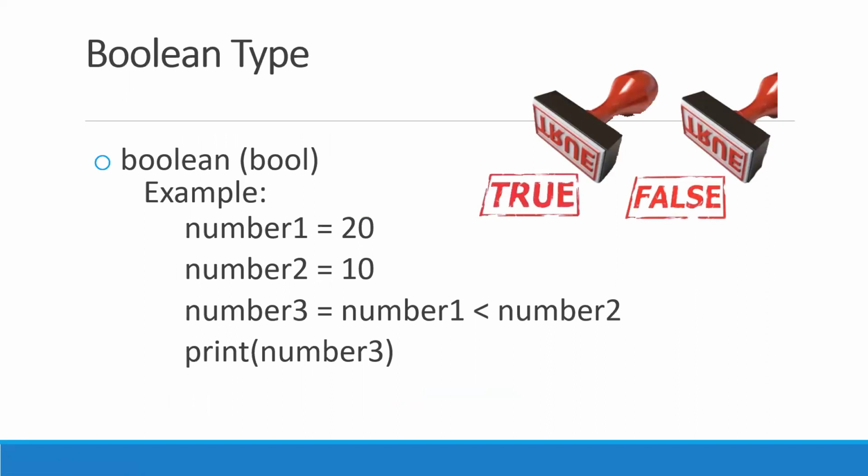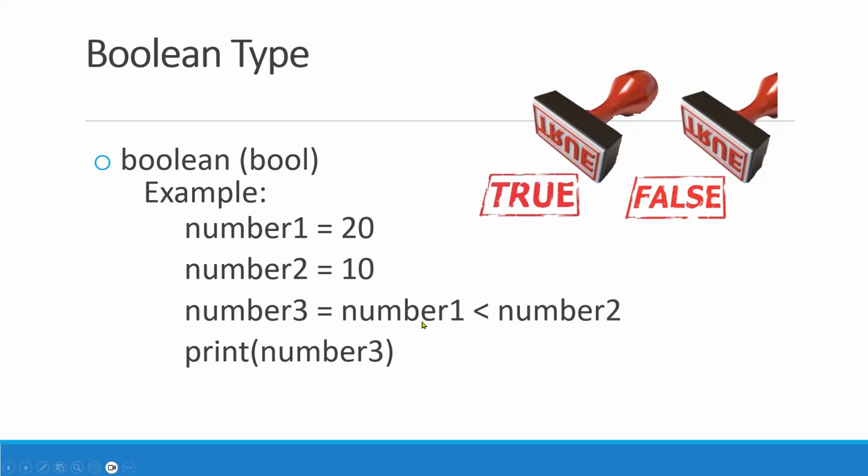Let's talk about Boolean type. Boolean, B-O-O-L. Example here, I have number 1 equals 20, number 2 equals 10, and number 3 equals number 1 less than number 2, and then we'll print the number 3. So I will show this program to you later on. But let's talk about the Boolean type. Boolean represents the truth values, true or false. It is commonly used in conditions and logical operators, such as in this example you can see here.